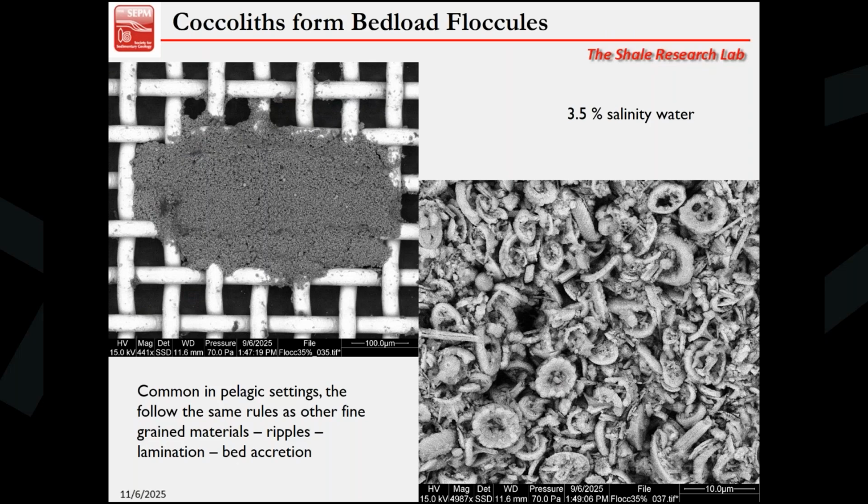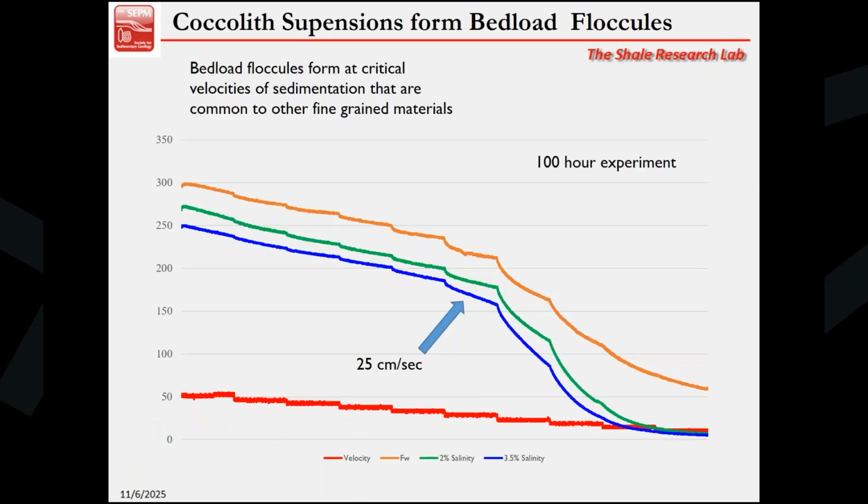We're planning to do experiments with all other sorts of crazy things, like maybe feldspar dust or olivine dust or something like this. And I guarantee you it will still behave the same. So I showed the coccolith experiment, and this literally just came out of the lab a few days ago. And we have here fresh water, 2%, 3%, 3.5% salinity. And you notice that the systemic decline curves get steeper at about 25 centimeters per second, which is the same as what we see for clays and silts and stuff like this.